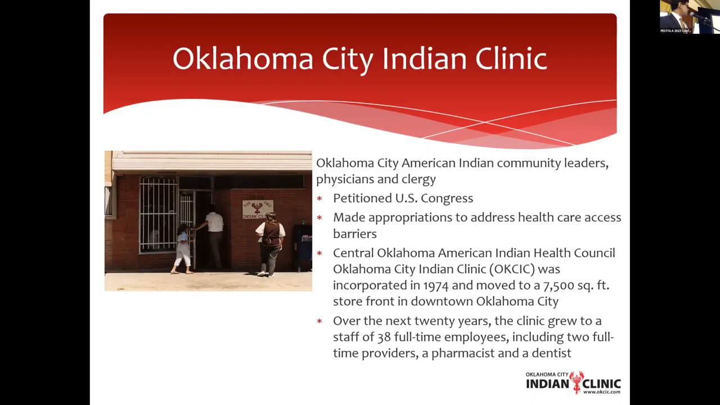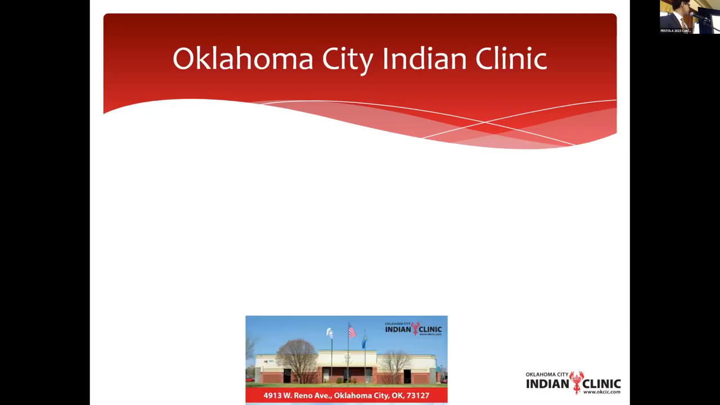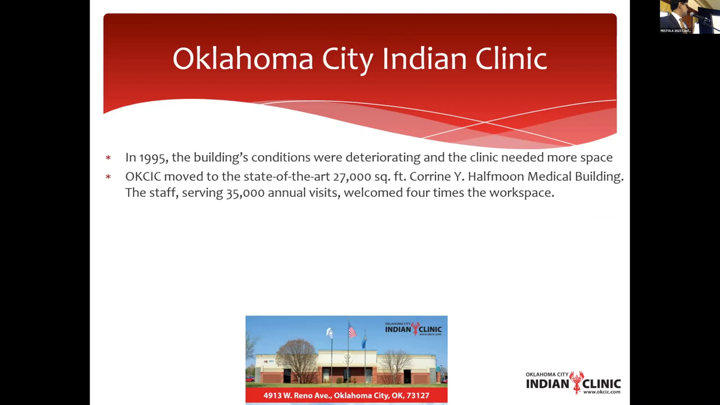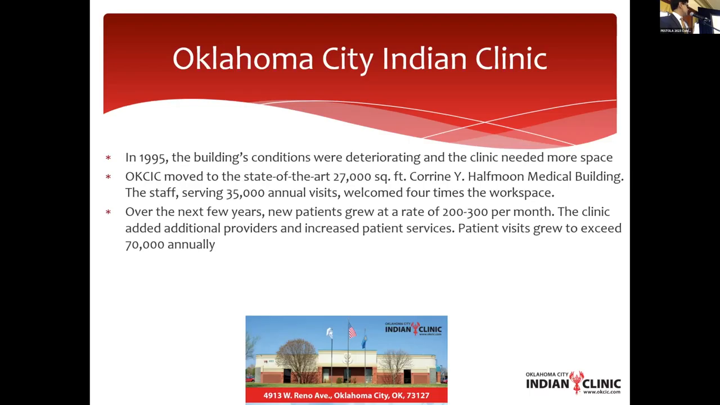Over the next 20 years, the clinic grew to a staff of about 38 full-time employees, including 2 full-time providers, a pharmacist, and a dentist, mostly providing adult care, very little pediatric. They then moved to a new location in 1995, where they needed more space. This is called the Corinne Y Half Moon Medical Building. It's about a 27,000 square foot building, with enough staff to provide about 35,000 annual visits, which accounted for about 200 to 300 visits per month.